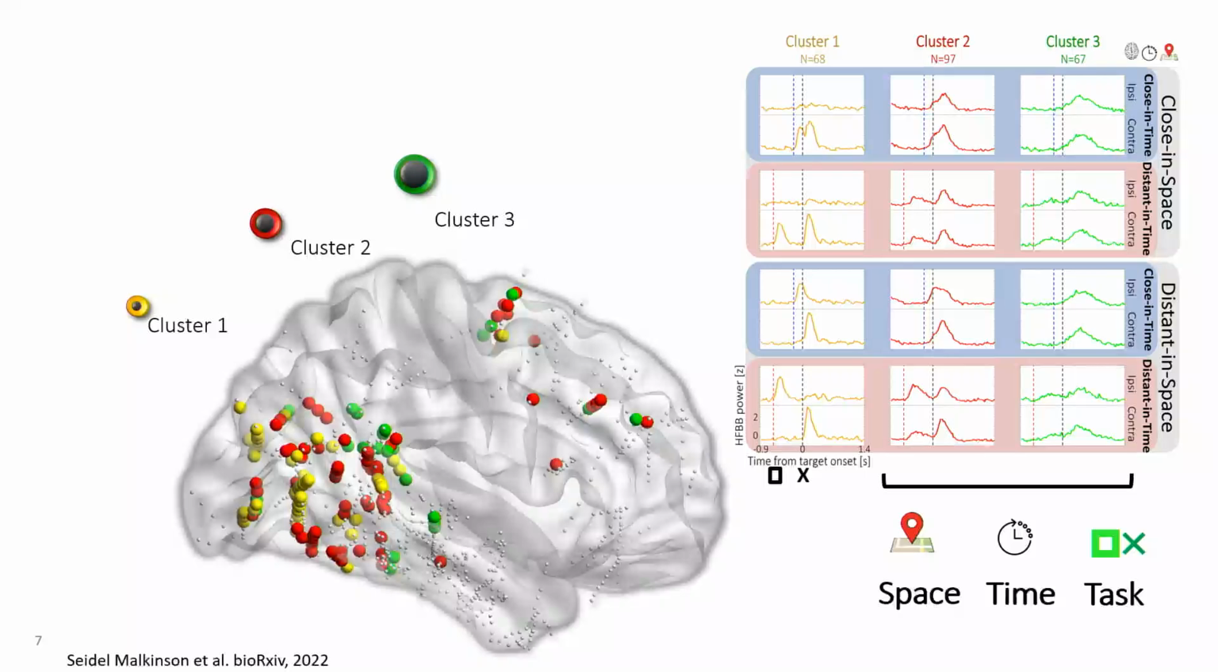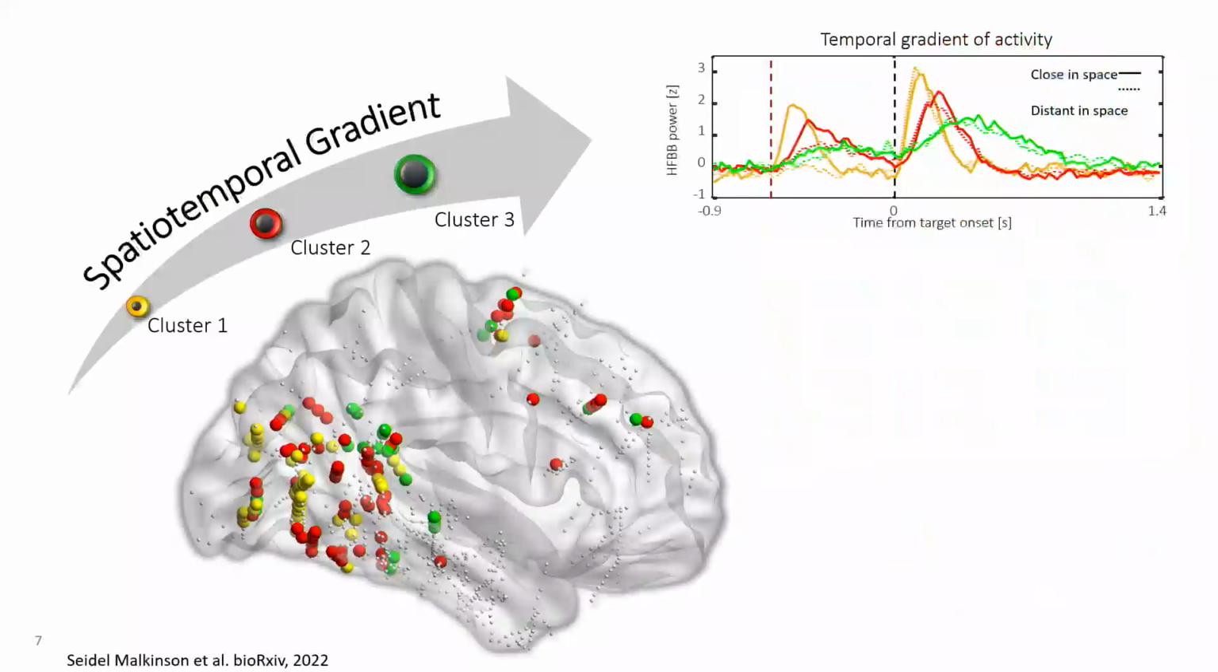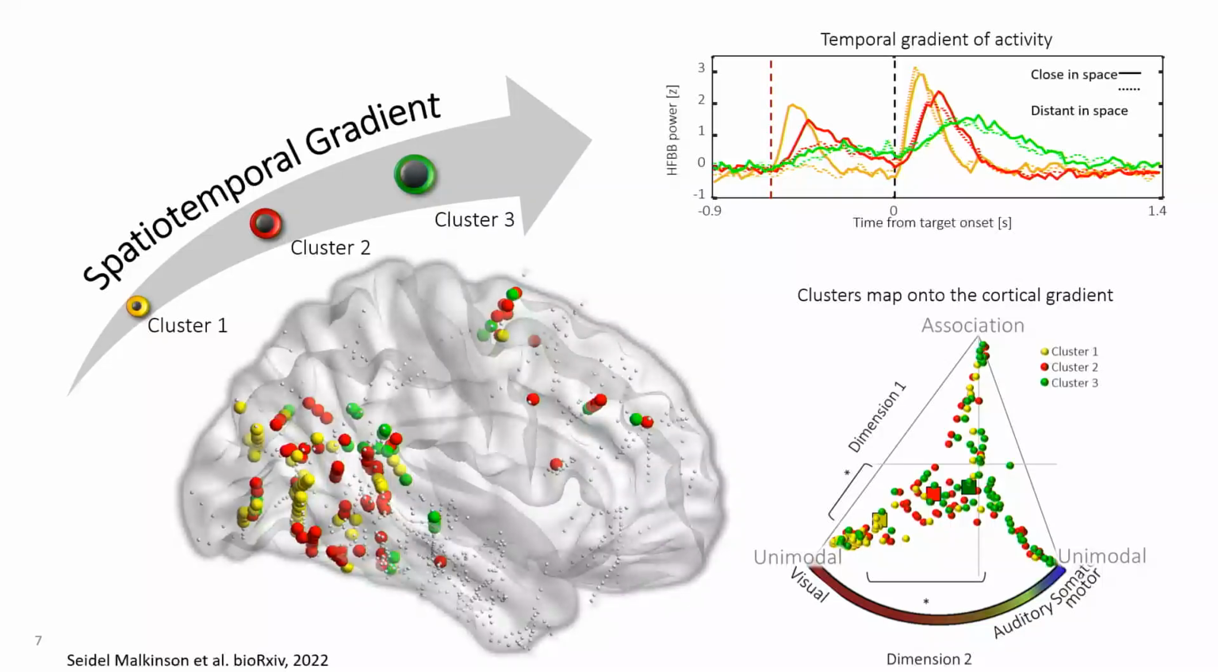We next wanted to look at the relationship between these clusters and found that they formed a spatiotemporal gradient. So we can see that they form a gradual progression of information from cluster 1 to cluster 2 to cluster 3. And also when we assign each of the contacts to the cortical gradient coordinate system and check the relationship between them, we see that these clusters map onto the cortical gradient and form a topographical continuum along this cortical gradient, moving from the periphery toward more and more core regions.